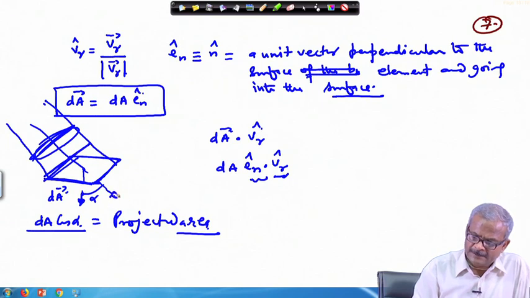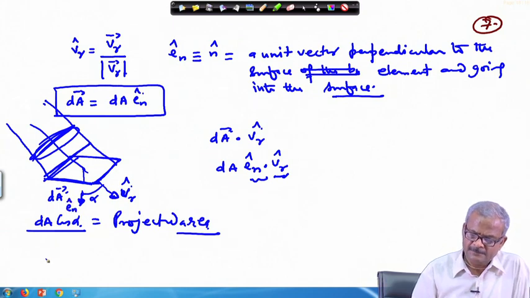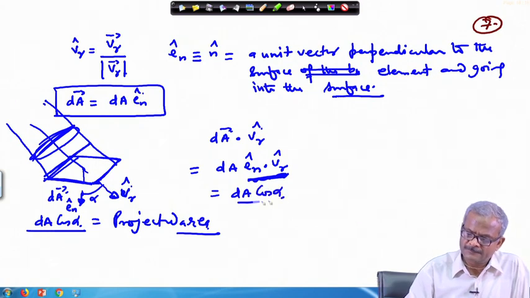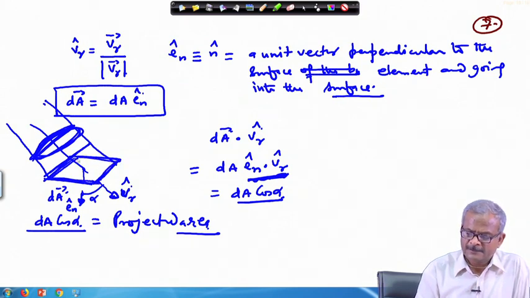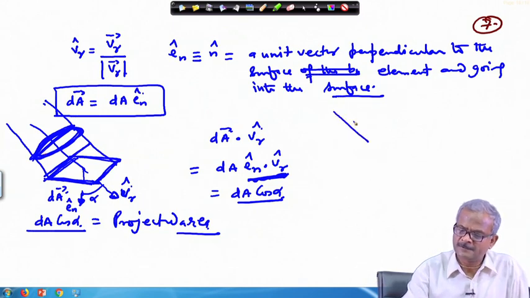So v r cap is along this direction, and e n cap is along this direction. What will this dot product be? This is nothing but cos alpha. So this is equal to d a cos alpha, and d a cos alpha is your projected area, meaning this cross section, not this one. This is the actual area, and this is perpendicular to the beam. The beam is coming like this, perpendicular to this, while this area is like this.